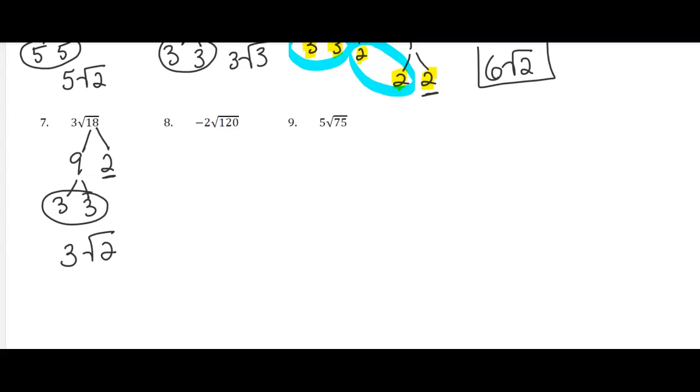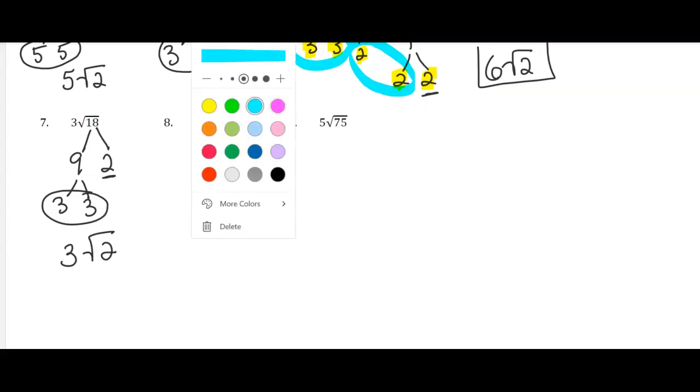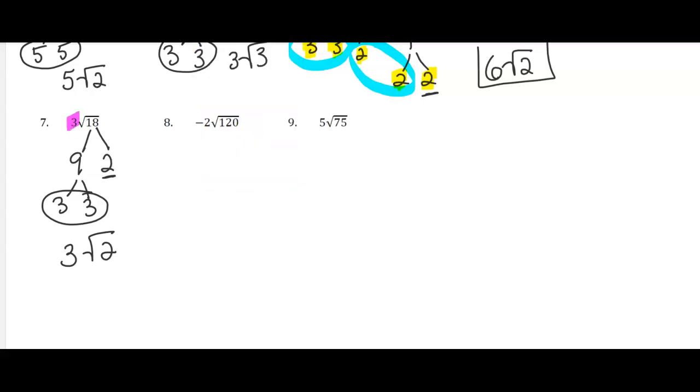But here's the thing you have to be careful of. This 3 was out front, so I have to put it out front again. So now I'm going to have another 3 out front. It doesn't become 33, it becomes 3 times 3. And 3 times 3 is 9, so the answer is 9 square root of 2.